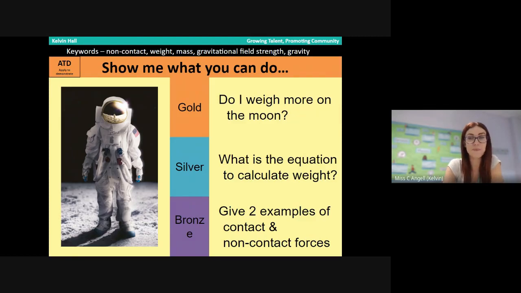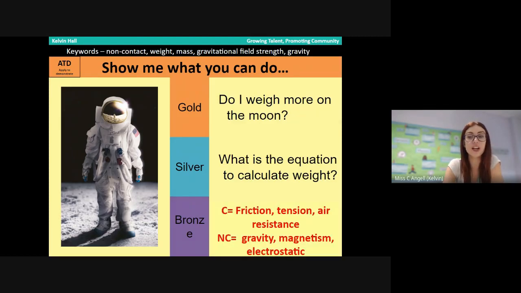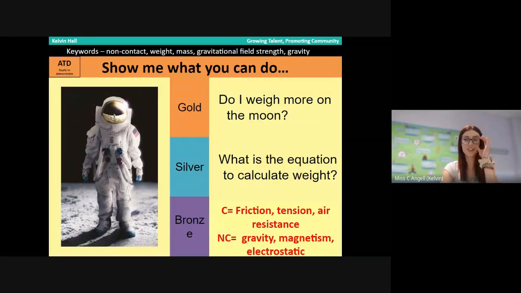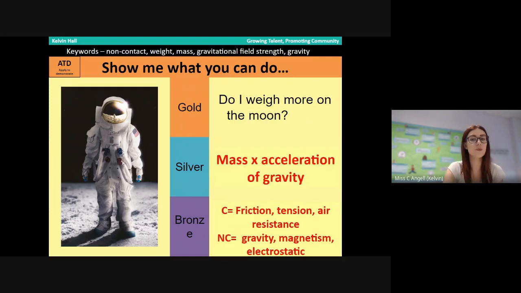So this time, marking our own work. Contact forces. Today we've looked at friction, tension, and air resistance. And non-contact, we looked at gravity, magnetism, and electrostatic force. And what was that equation again to calculate weight? Mass times acceleration of gravity.